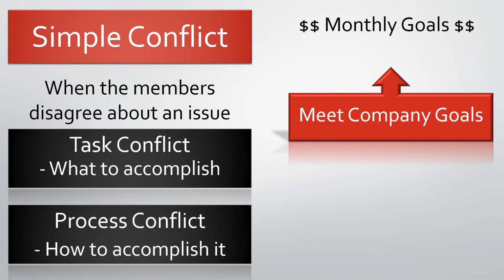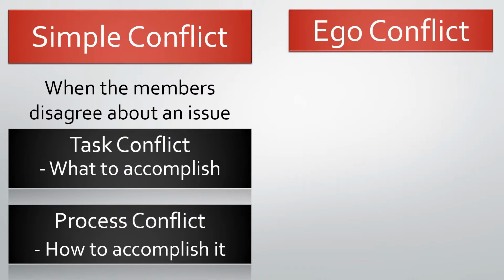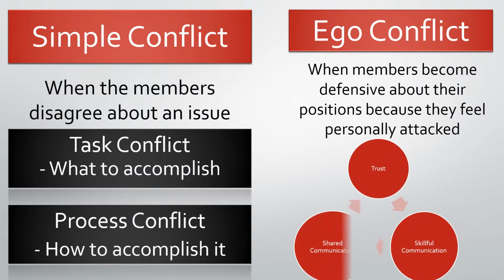Running the numbers and percentages, we were able to work through our process conflict of how to better meet our company goals. Although this is a simple conflict, there may have also been some ego conflict. Ego conflict is when the members become defensive because they think they are being personally attacked. As discussed by McCarthy about constructive conflict, it is important to have trust along with skillful and shared communication. Having these qualities will help prevent conflicts and keep members from becoming ego defensive.